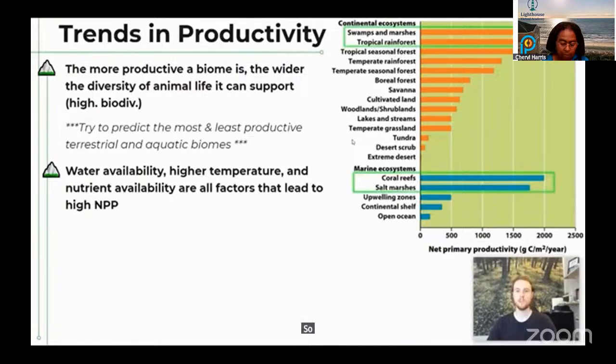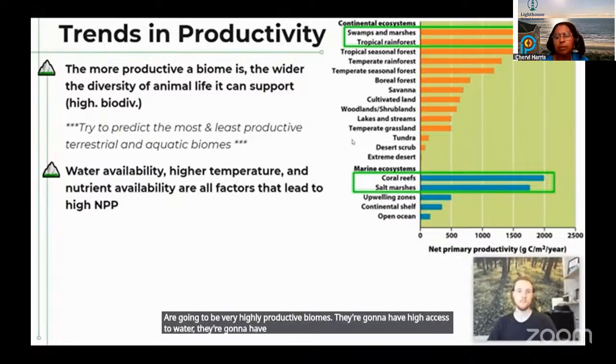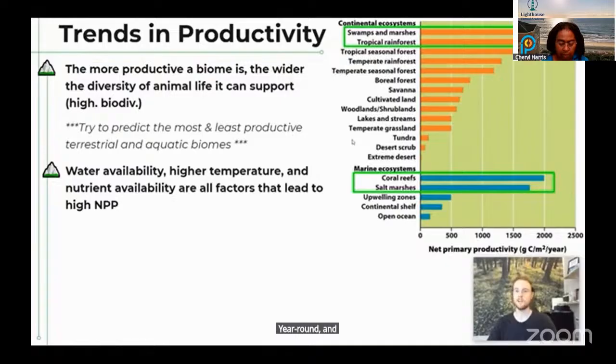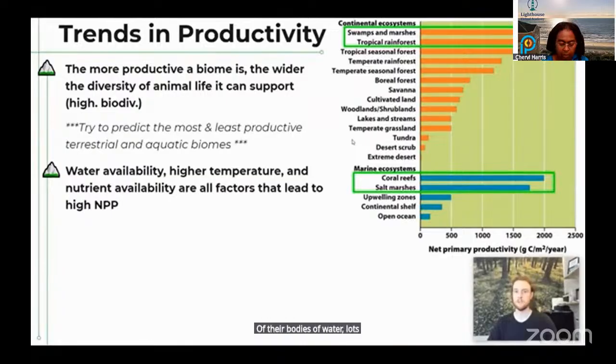So take a look here at the graph, and we can see that swamps and marshes and tropical rainforest are going to be very highly productive biomes. They're going to have high access to water, they're going to have relatively warm temperatures that can support growth year-round, and they're also going to have high nutrient availability. Think about swamps and marshes, which have tons and tons of organic matter in the bottom of their bodies of water, lots of nutrient availability.